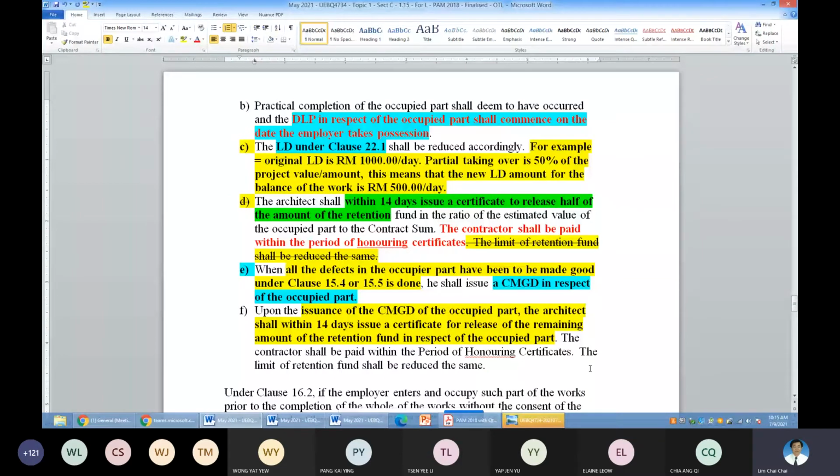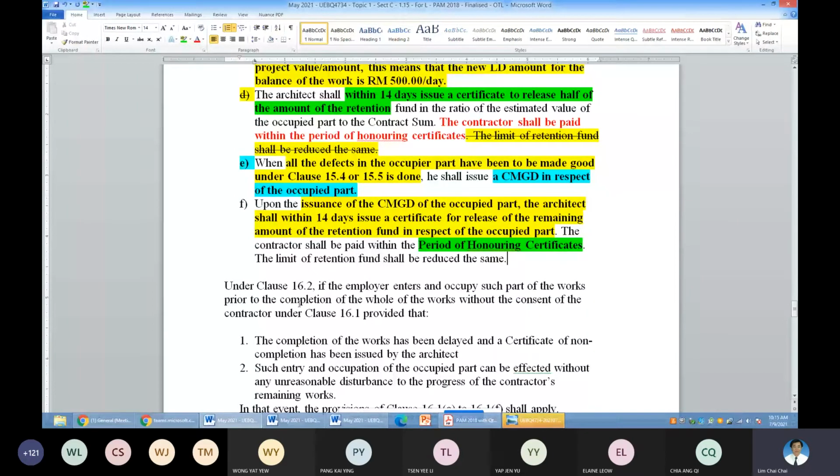Only, as I say, the contractor needs to submit their claim for the QS and the architect to prepare the release of the balance of the retention sum. And when to pay, also as usual, is within the honoring period under the contract. Okay, so the honoring period of the contract here is when to pay.